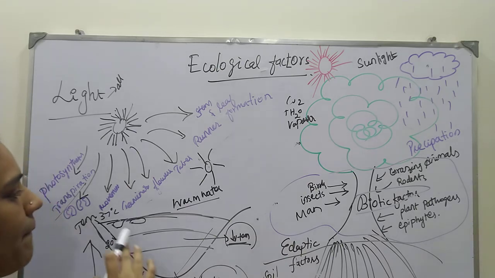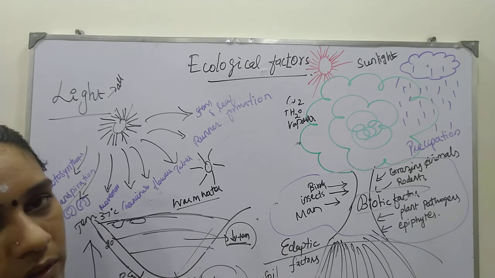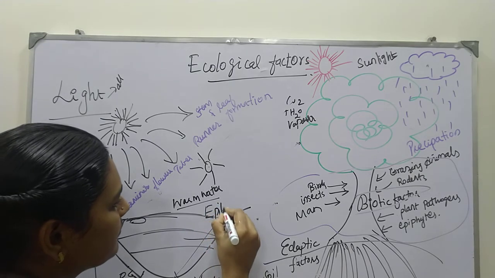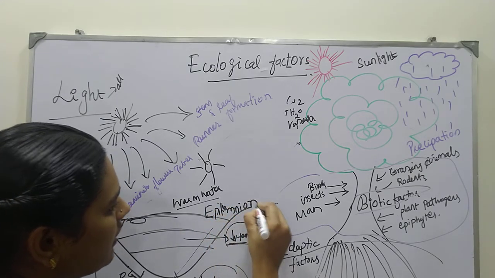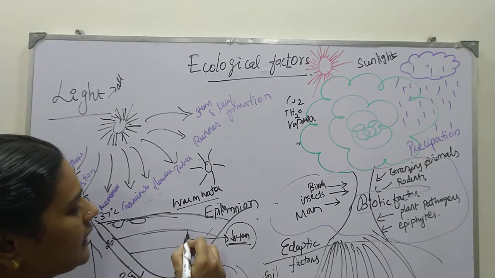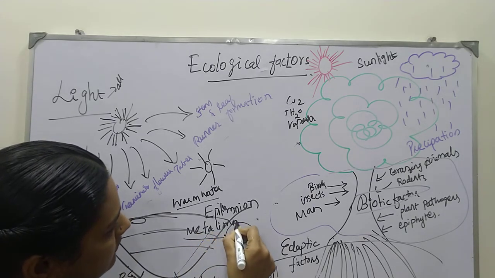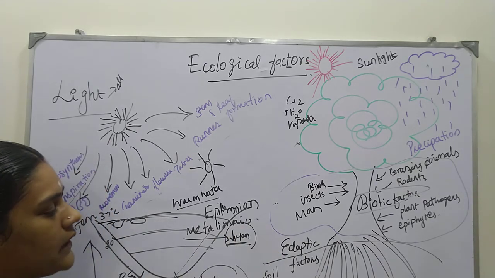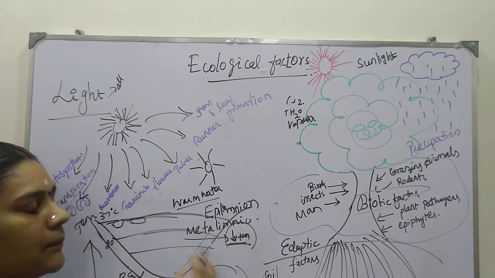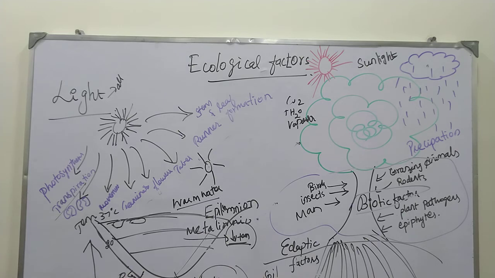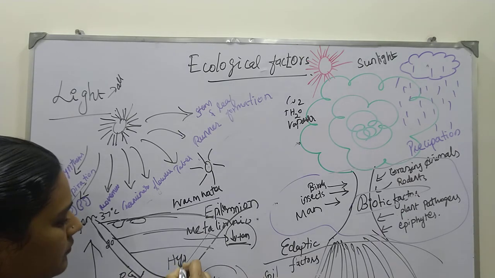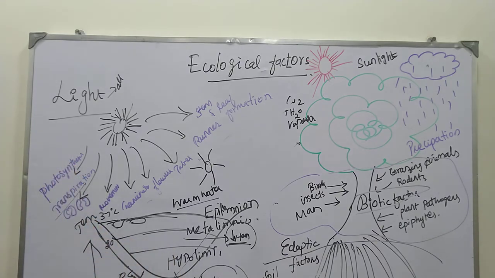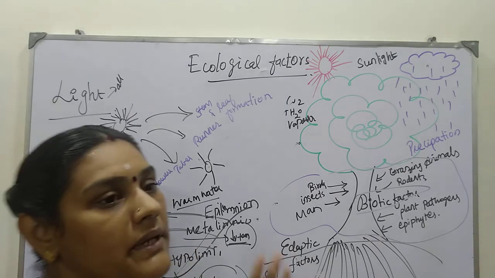So if it is in the upper warm water, there are 3 terms based on this, that is epilimnion. And if it is in the middle part, that is called metalimnion. If it is in the bottom of the water, that is cold water, the depth of the water, and it has the very lowest cold temperature, that is called hypolimnion. Epilimnion, metalimnion and hypolimnion. So this is called the thermal stratification.